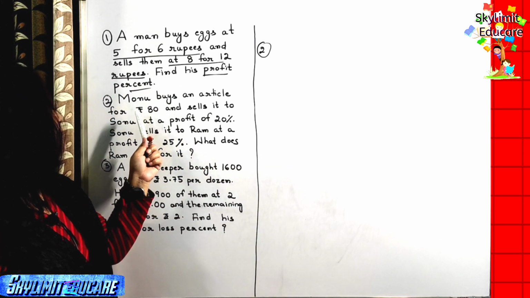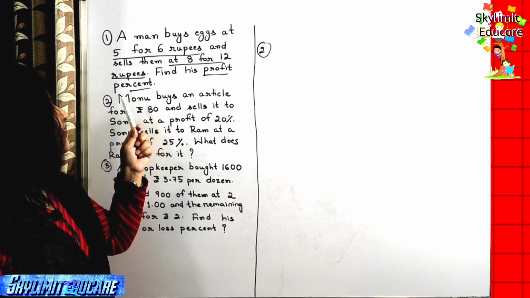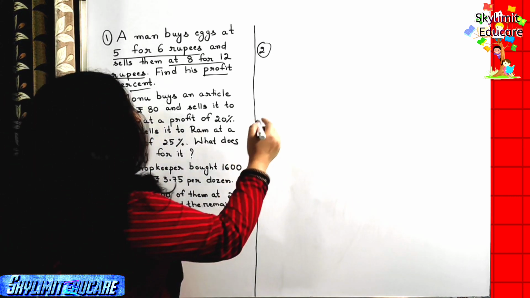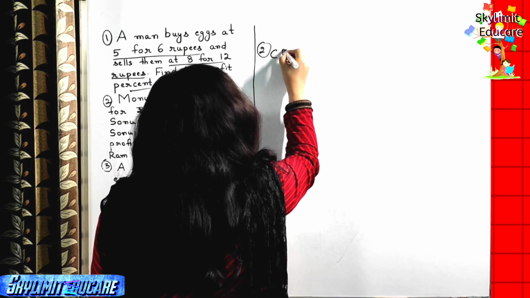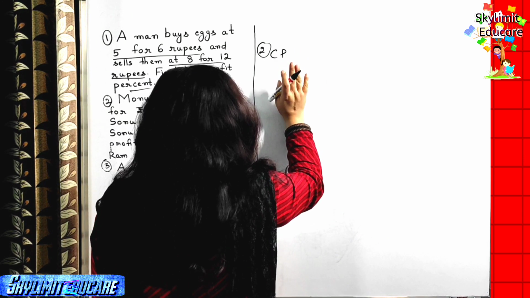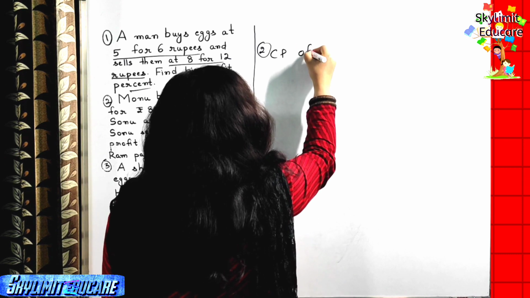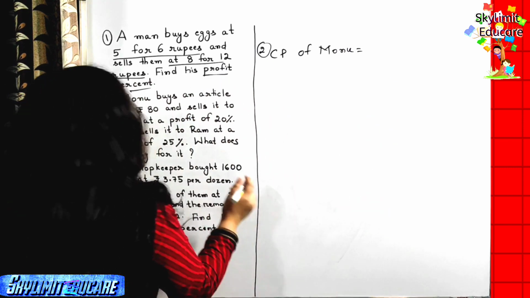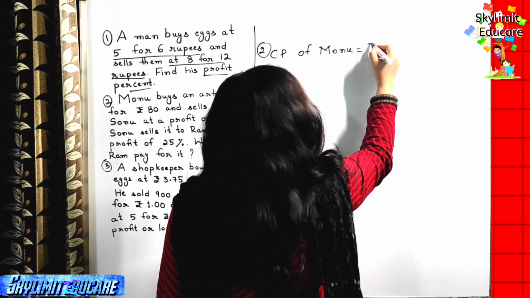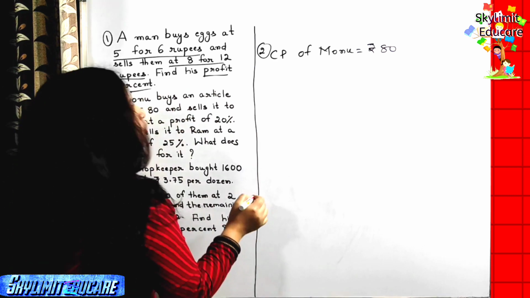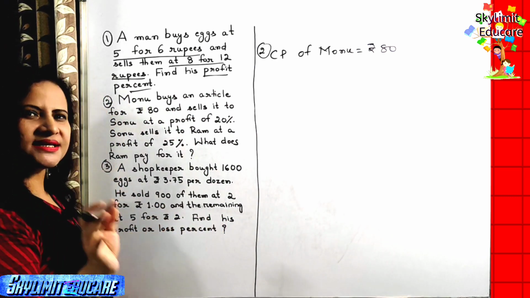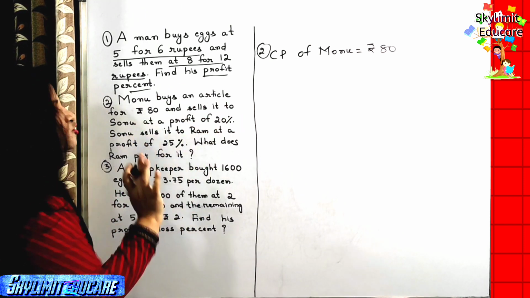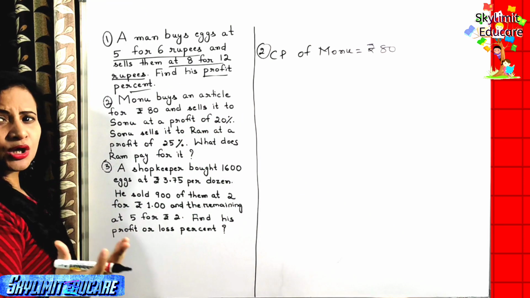So here, the first case, what is rupees 80? Rupees 80 is the price at which Monu purchased the article, right? That means here we can say CP, or that will make the statements a little less confusing, cost price of Monu. That means the price at which Monu purchased the article is rupees 80, right? So Monu purchased the article at rupees 80. That is the cost price of Monu. And Monu sells it to Sonu, right? Monu sells it to Sonu.